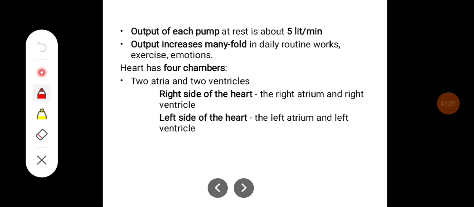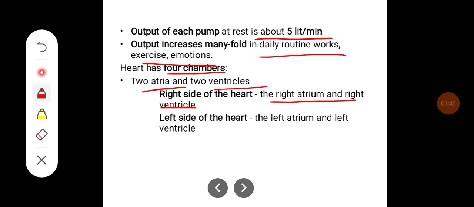The output of each pump at rest is about 5 liters per minute. Output increases many-fold in daily routine activities, exercise, and emotions. The heart has 4 chambers, 2 atria and 2 ventricles. The right side of the heart consists of the right atrium and the right ventricle, and the left side of the heart consists of the left atrium and left ventricle.